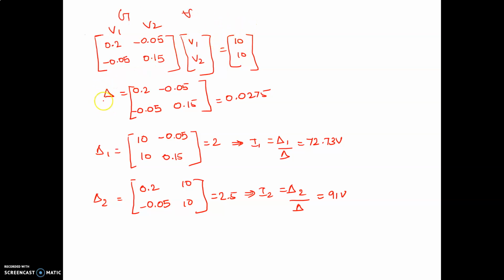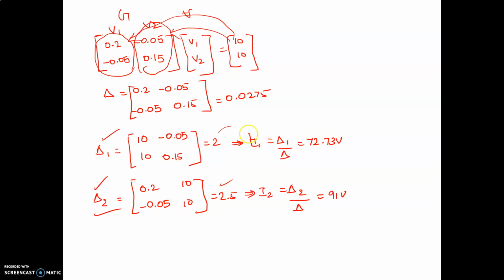First I have to calculate the value of del, the determinant of this matrix. So del is equal to 0.0275. Next we have to find del 1 and del 2. To form del 1, the first column should be replaced with the current matrix. Similarly for del 2, this column should be replaced with the current values. The value of del 1 is 2 and del 2 is 2.5.